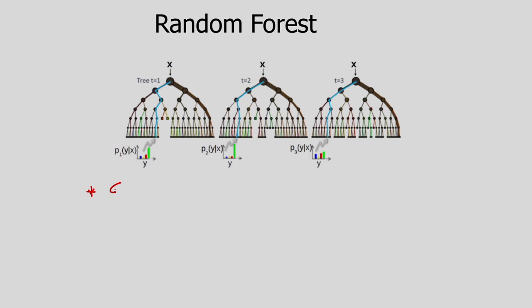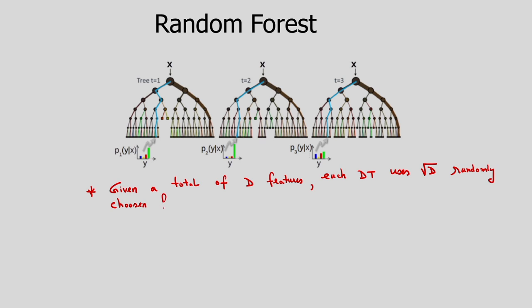So, given a total of d number of features, each decision tree uses root d randomly chosen features. Since we are considering randomly selected features, all these decision trees are uncorrelated. This point is very important. I can repeat this sentence: because we are considering randomly selected features, all these decision trees will be uncorrelated.